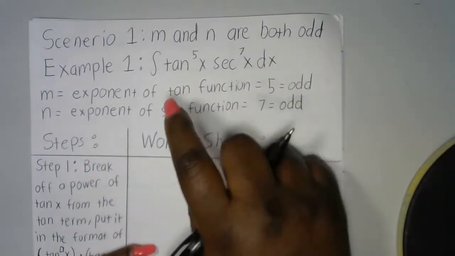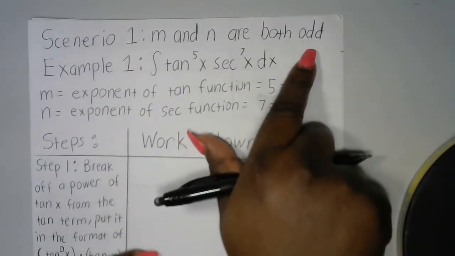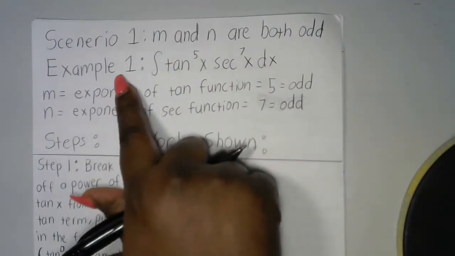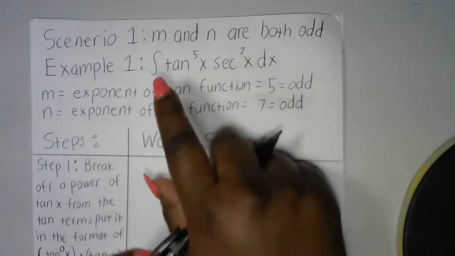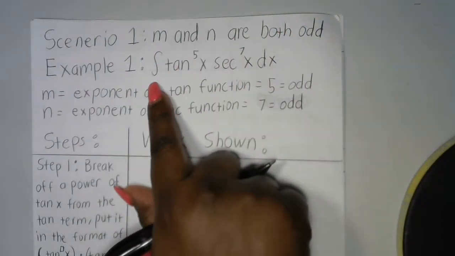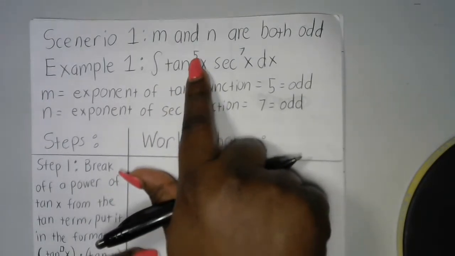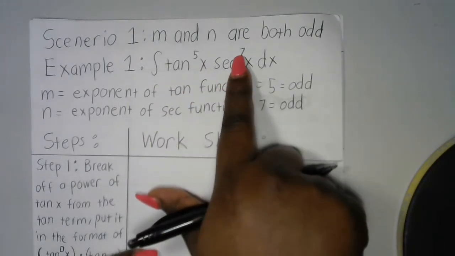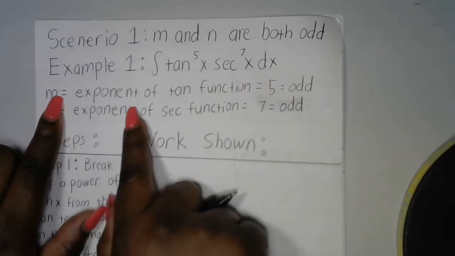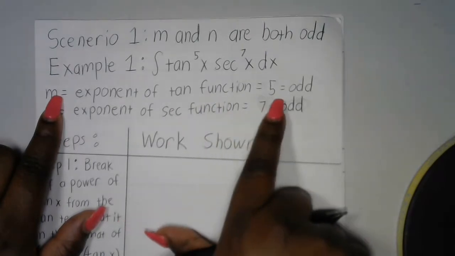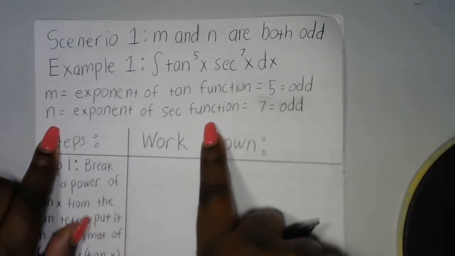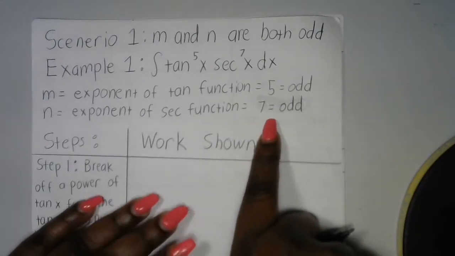In this video, we're going to be doing scenario 1 for topic 2, where m and n are both odd. So we'll do an example for this scenario. For the example we're going to do the integral of tan x to the 5th power times secant x to the 7th power dx. As you can see, m, which is the exponent of the tan function, is 5, and 5 is an odd number. And then n, which is the exponent of the secant function, is 7, which is also an odd number.